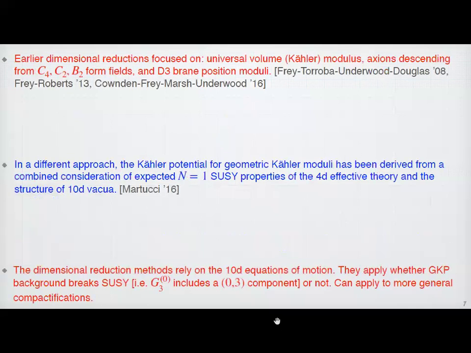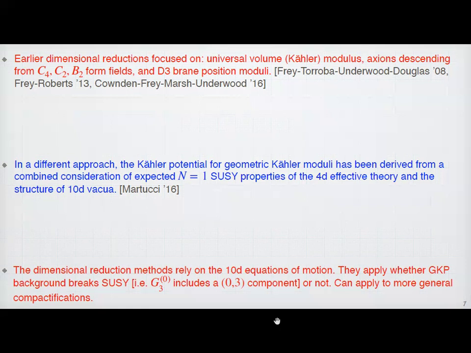And earlier dimensional reductions focused on the universal volume modulus, so we will not do that in this one. Actions coming from the form fields, D3 brane position moduli: for us, the D3 brane or the O3 plane are fixed, they are not moving, but those have been dimensionally reduced if you allow those differences.